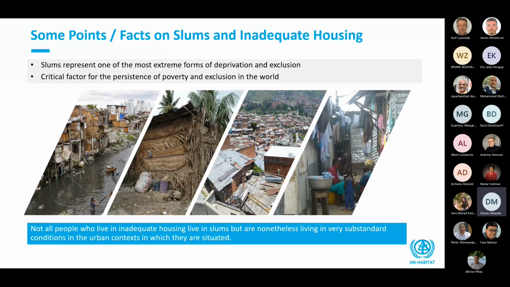Slums, of course, present the highest level of deprivation and exclusion. And here is where the majority of the urban poor often live, as well as an important entry point for new urban migrants, especially in a lot of the developing countries. So people migrating from the rural areas to the urban areas many times tend to end up in these kinds of settlements, which face different types of deprivations.